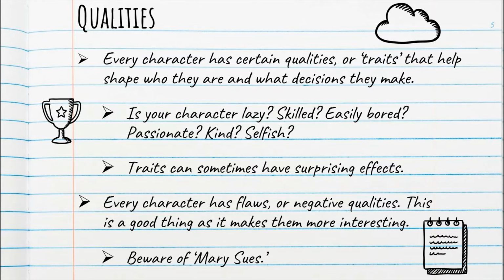It comes from a fan fiction story where a character named Mary Sue basically had all these qualities, where they were always perfect, they did everything exactly the way they were supposed to, and it was incredibly boring. And it just became the term for this kind of character, one who is not interesting because they do not have negative qualities.